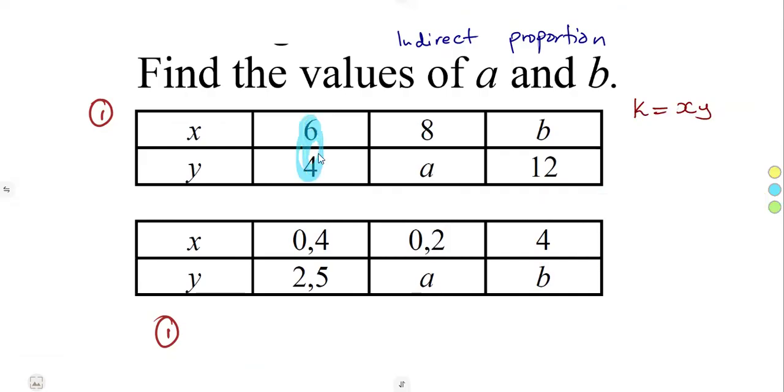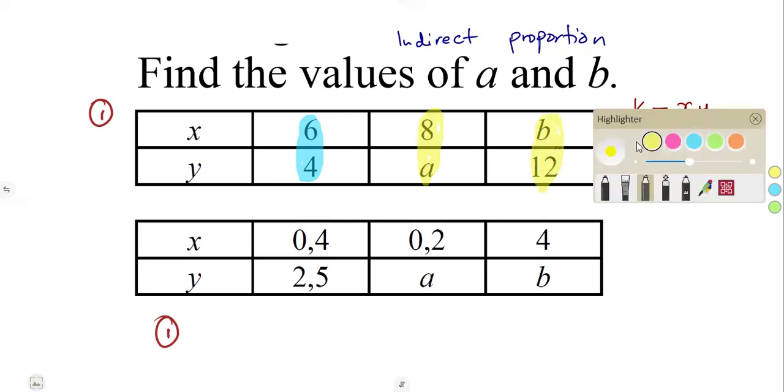This is your X. This is your Y. You multiply them this way. This is your X, this is your Y, you multiply them this way. That's how you multiply them.